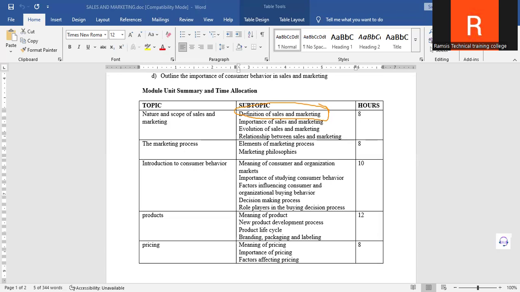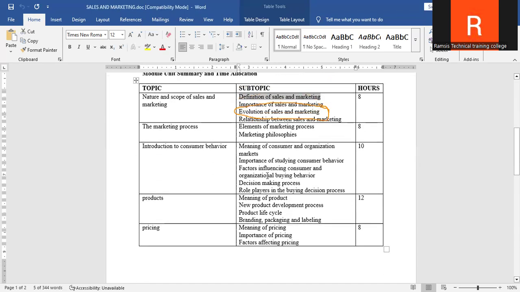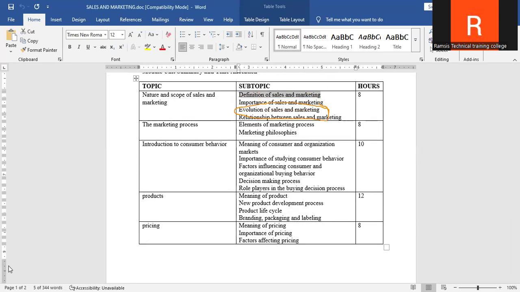So for now I was just looking at the first topic, the nature and scope of marketing. In the next video, we'll be talking about the marketing process, whereby we'll be looking at the elements of the marketing process and also the marketing philosophies.